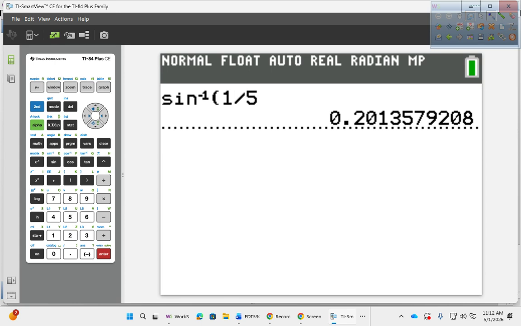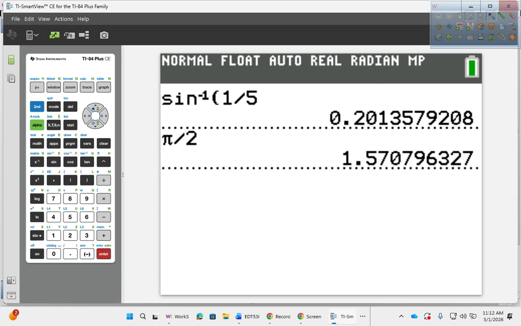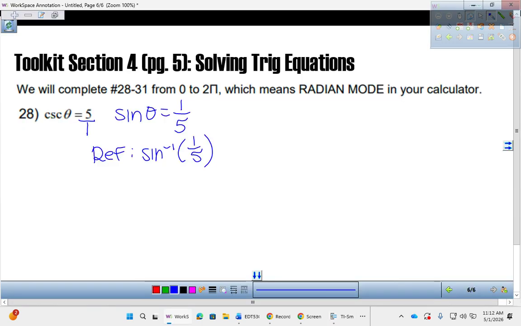You know how I said a reference angle needs to be between 0 and 90 degrees? A reference angle in radians needs to be between 0 and, well, 90 degrees is pi/2. So it needs to be between 0 and 1.57. So you're going to be looking at some really weird decimals when you're looking at your reference angles. So for this particular problem, my reference angle is 0.2. So let's think about what that means for the problem. We get the trig function alone. If it's a reciprocal, we flip it. Then we find the reference angle. Then we have to pick our quadrants.